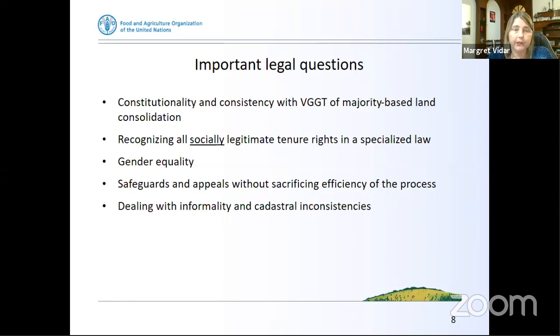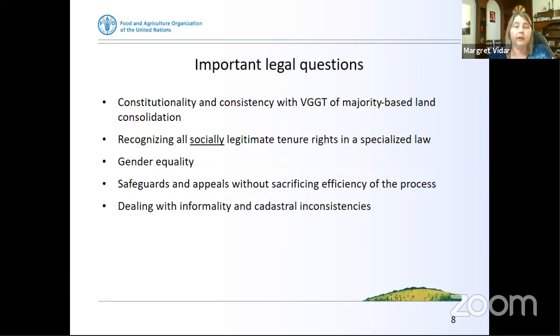Gender equality was another issue that we discussed at length, how to deal with in practice and in theory, and also how that would be compatible with many of the other things that we are doing in land consolidation, which includes correcting the information that's in the cadastre, making sure that everything is correct and up to date, because in many countries we deal with a lot of informality, informal transactions that haven't been registered. We thought about the gender implications of that, and finally the safeguards that would be necessary to ensure that everybody's right was protected, but at the same time without sacrificing the efficiency of the process.